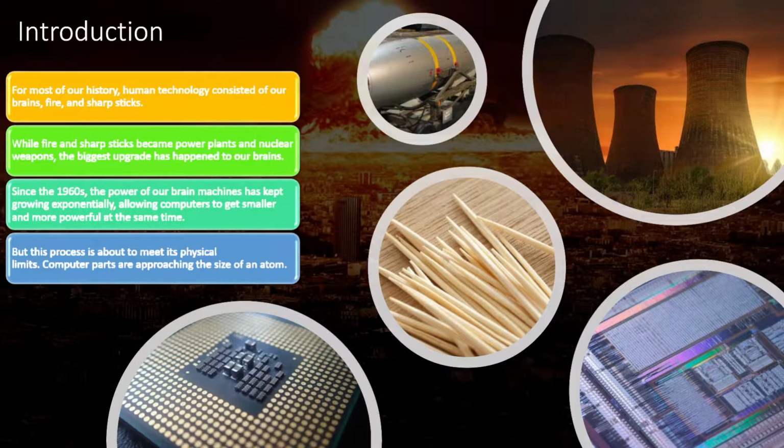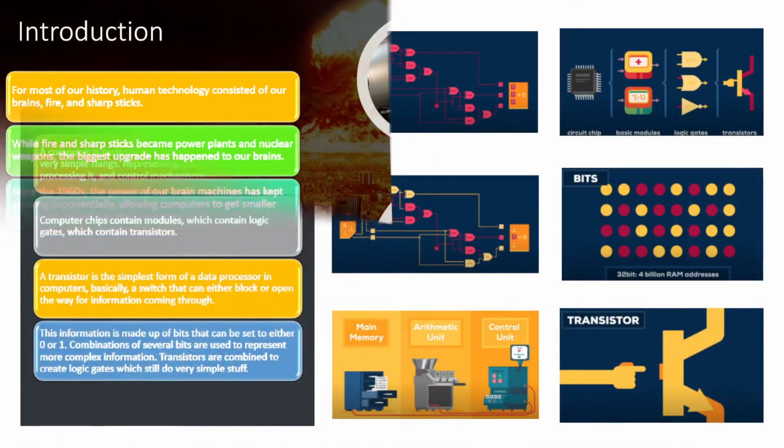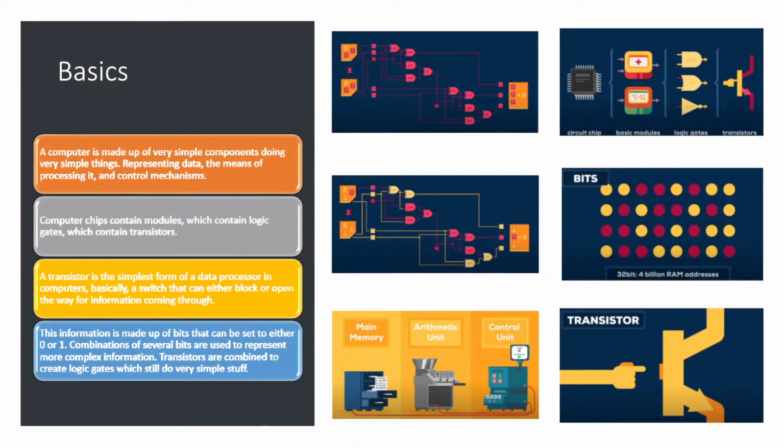To understand why this is an issue, we must first establish certain fundamentals. Now we will start with basics. A computer is made up of extremely basic components that perform very basic tasks: data representation, processing methods, and control mechanisms. Computer chips are made up of modules that include logic gates and transistors.